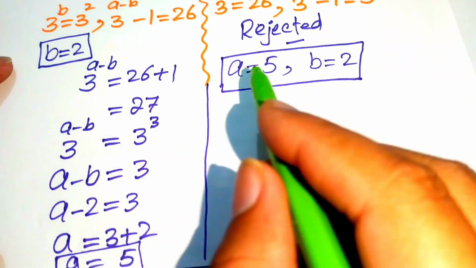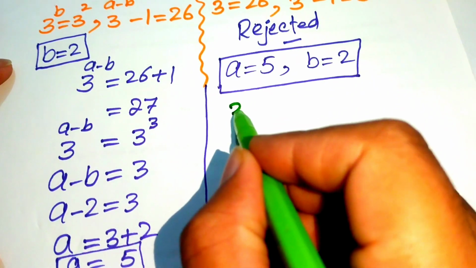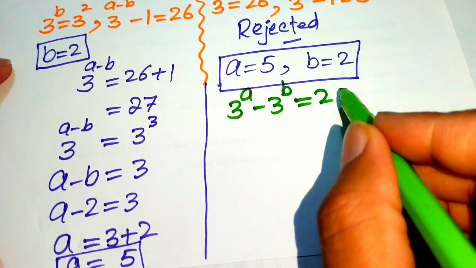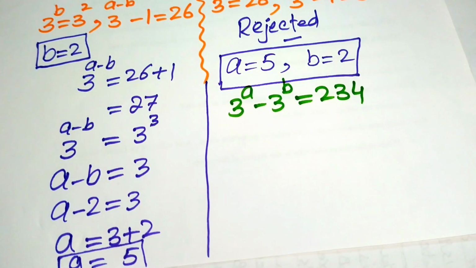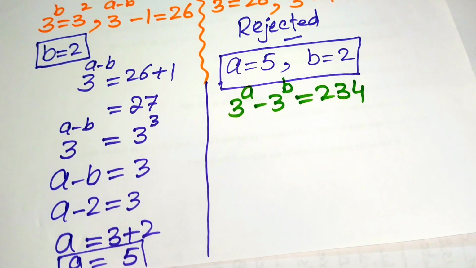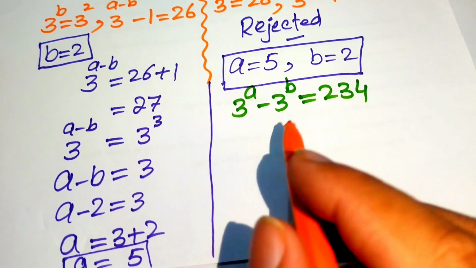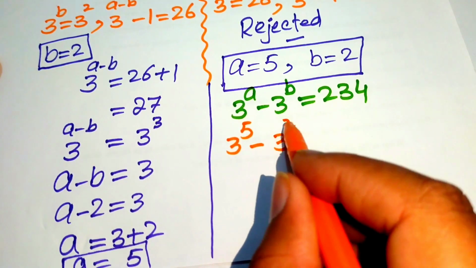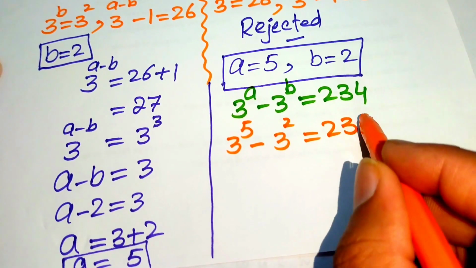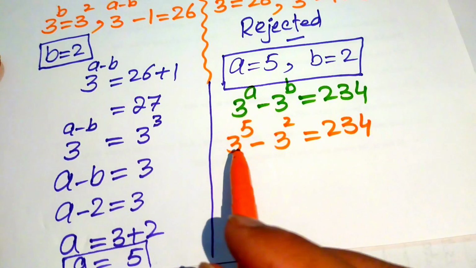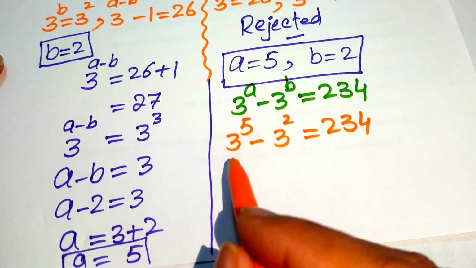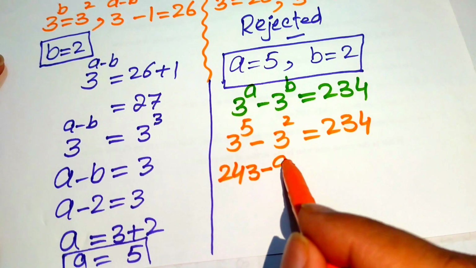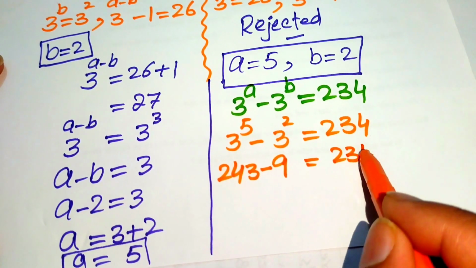First we copy down here the given question statement. Our given question statement is 3 to the power of a minus 3 to the power of b equals 234. Now we substitute the above two values here, where the value of a is 5 and the value of b is 2. Here you see that 3 to the power of 5 equals 243, and 3 to the power of 2 equals 9, and this whole equals 234.